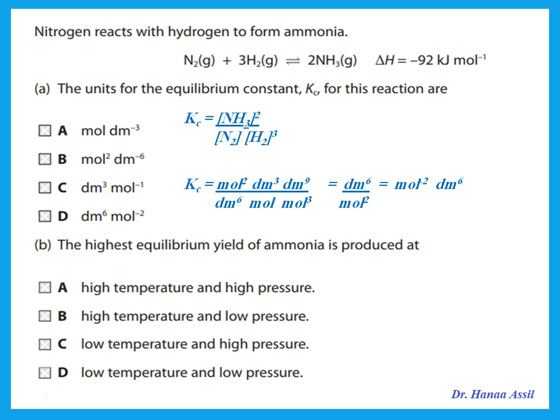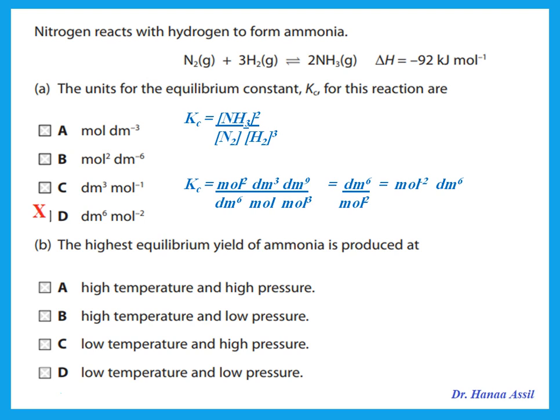Remember that each of these concentrations is mole per decimeter cubed. So if I have concentration of ammonia to the power 2, it's moles to the power 2, decimeter to the power 6. Then I have nitrogen as mole per decimeter cubed. Hydrogen is mole to the power 3 per decimeter cubed to the power 3, so that's decimeter to the power 9. If you cancel the same up and down, you end up with this unit, decimeter to the power 6, mole to the power minus 2.